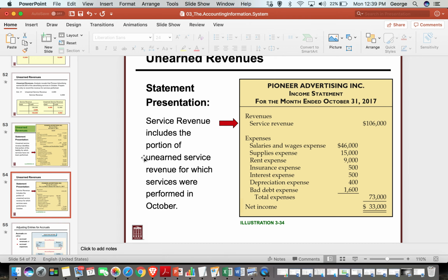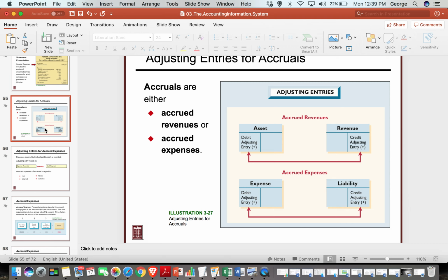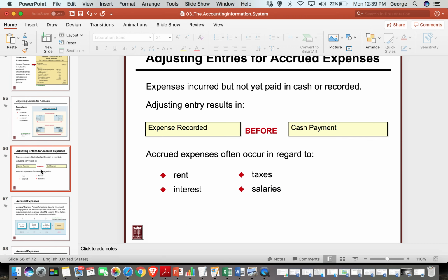All right, accruals. We have accruals for revenues and accruals for expenses. The best way to think about this, I think, is with interest. We have accrued interest, we earn interest, or we pay interest. We have accrued expenses. So we have accrued revenues for interest or accrued expenses for interest. Other accounts, though, rent, taxes, salaries, are all accrued entries.